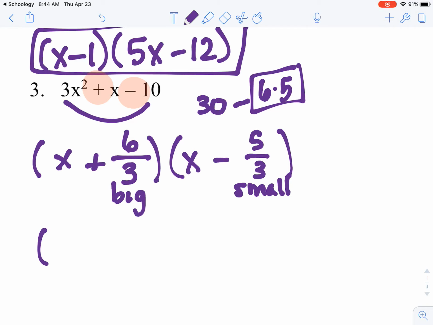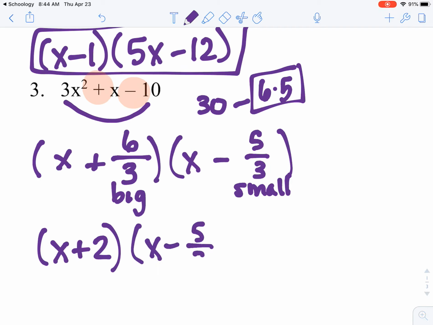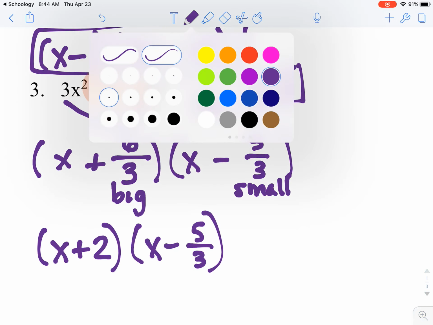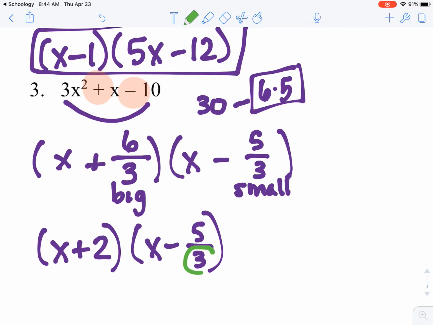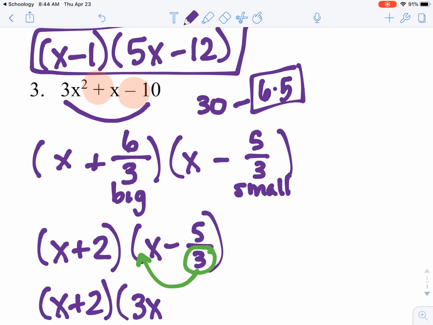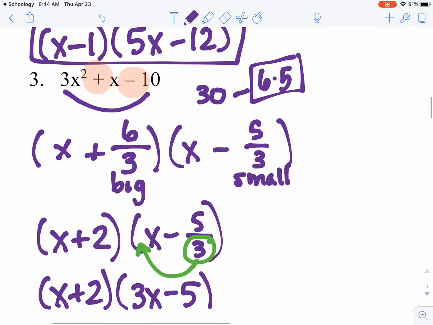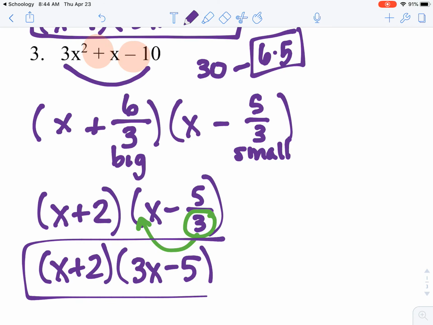I'm going to reduce my fractions, so I have x plus 2, and the second does not reduce, so I have x minus 5 over 3. Then we're going to slide over whatever's on the bottom. And I have x plus 2 times 3x minus 5. That is your factor.